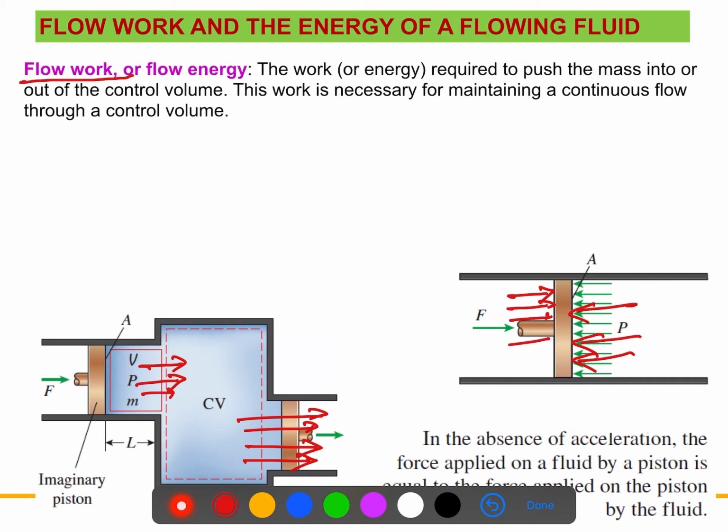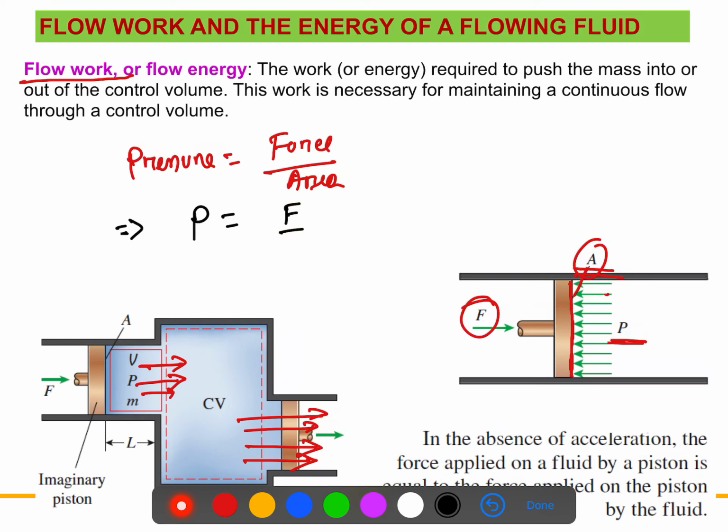What will be the force applied? If the pressure on this piston is P and the area is A, what is the force here? We know pressure equals force over area. Here pressure is P, force is F, area is A. So F equals PA. This is the force applied on the fluid element.